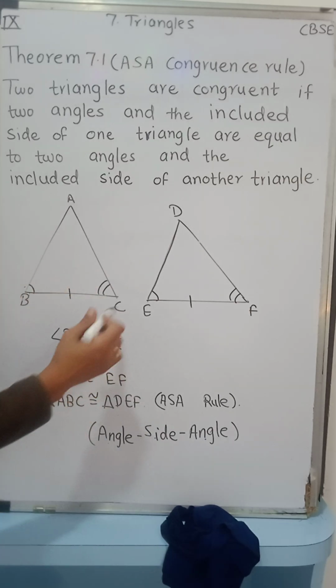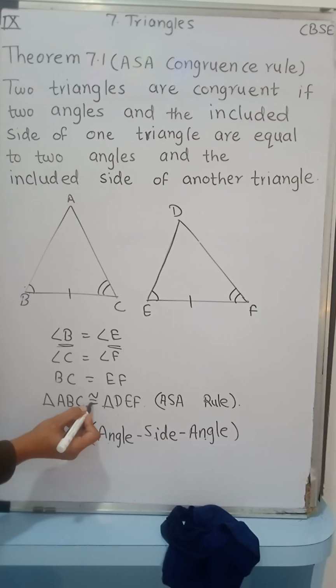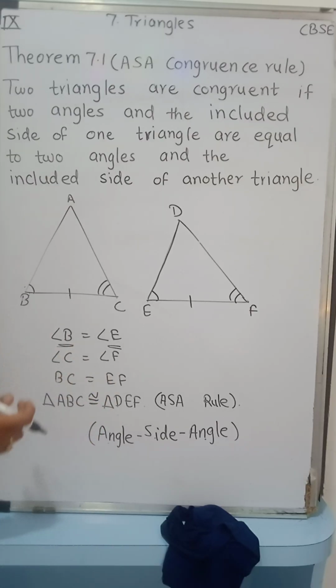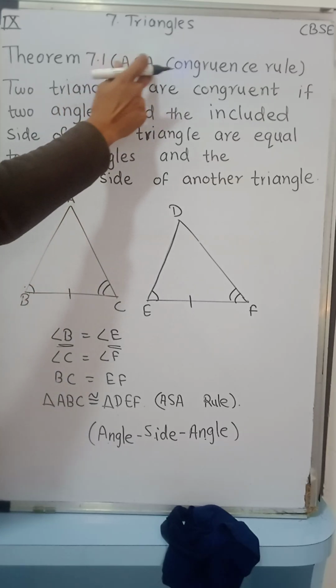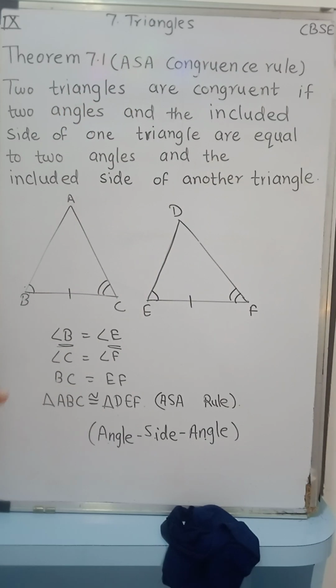And the sign of congruency is an equal to sign with a tilde above it. Got it everyone? So this is called the ASA congruence rule. Now there are a total of 4 rules. One rule is already covered.